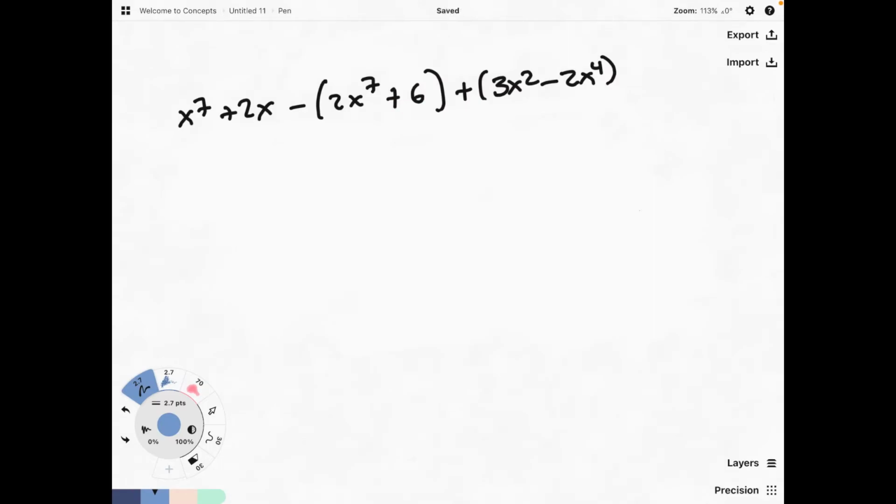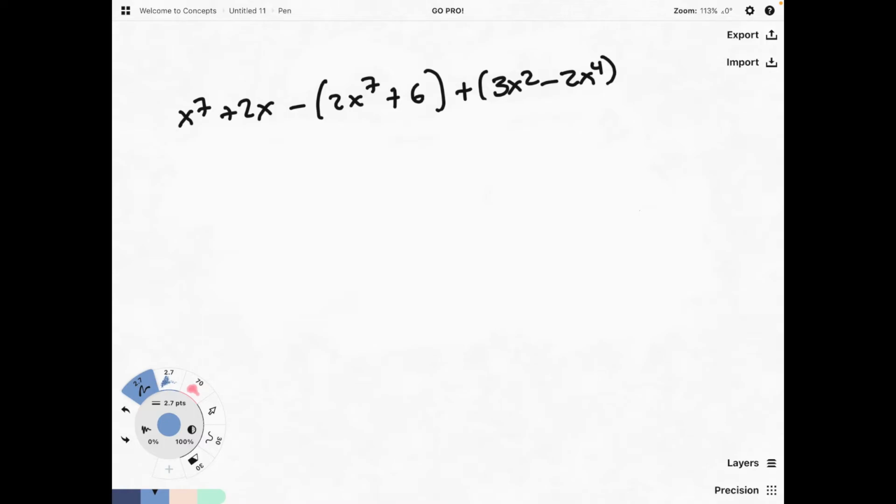All right, looking at our final example, we have x to the 7th plus 2x minus the quantity 2x to the 7th plus 6 plus the quantity 3x squared minus 2x to the 4th. Now this problem looks a lot more complicated than it really is. As long as we use our apples and oranges concept, we should be good to go.